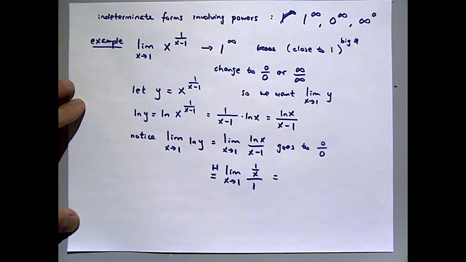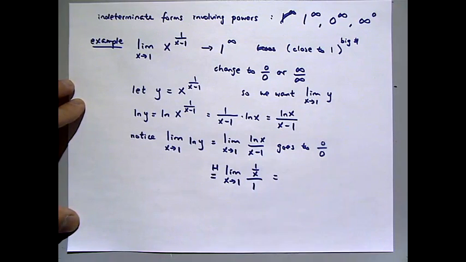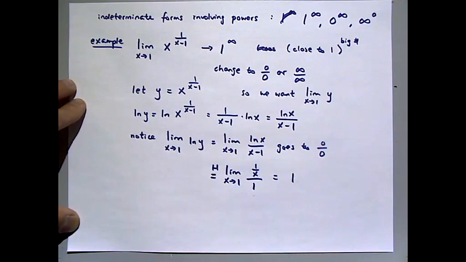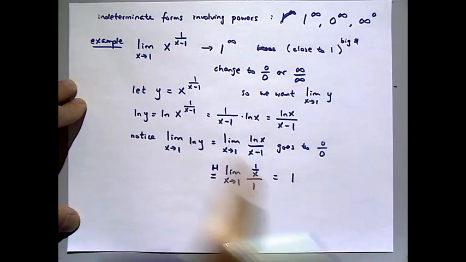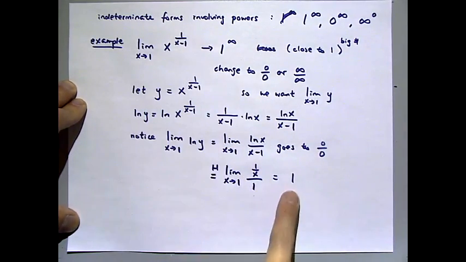Sorry? No, derivative of x is 1. Yeah, so this goes to 1, right? This does not mean that the limit of that is 1. It means that the limit of the natural log of this thing is 1.